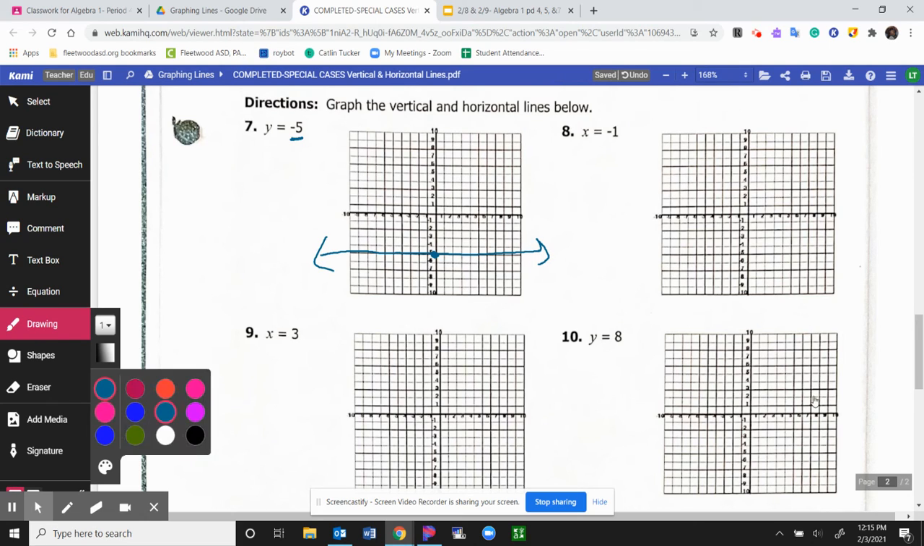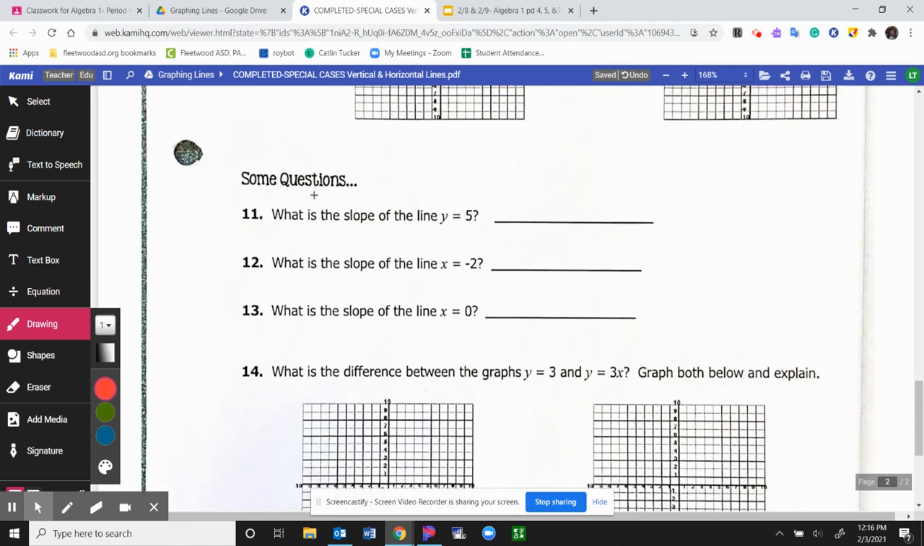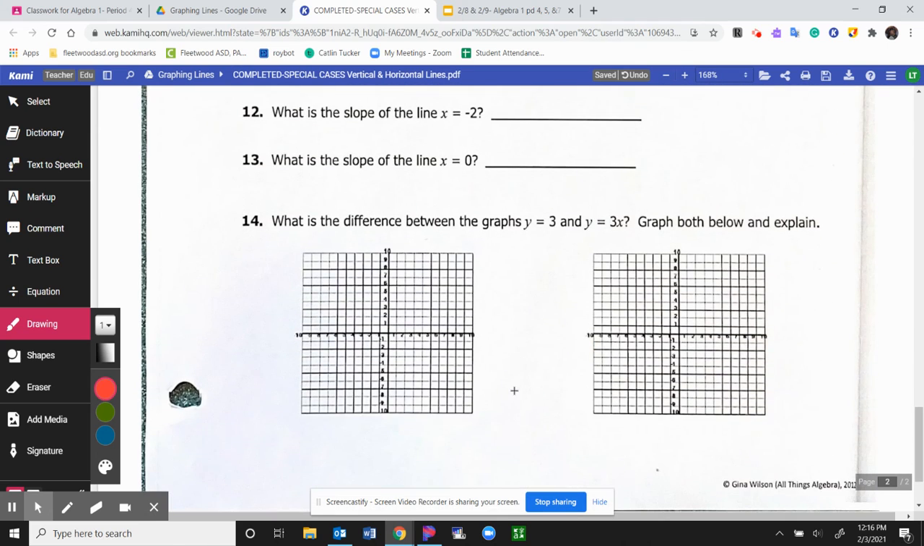Let's take a look at the next one. x equals -1. Again, this is going to be x equals, so it needs to cross the x-axis. So I'm going to come over here to -1. And if you go back up to the notes that we took in the beginning, anything that's x equals is going to be a vertical line. So I'm going to draw my vertical line there. Notice how I'm still putting arrows on each end. Your job is going to be to finish 9, 10, and then answer also 11 through 14.